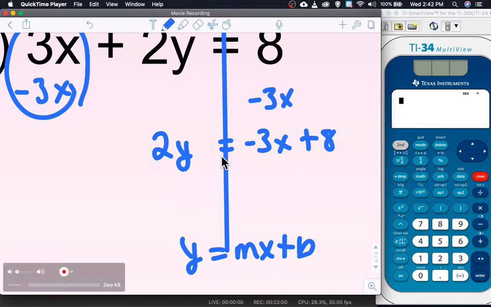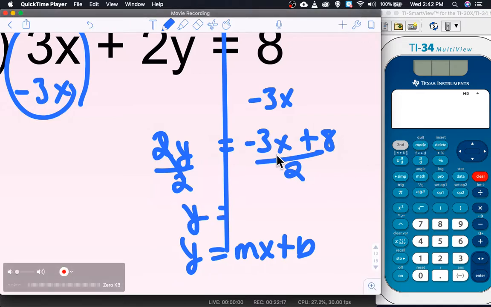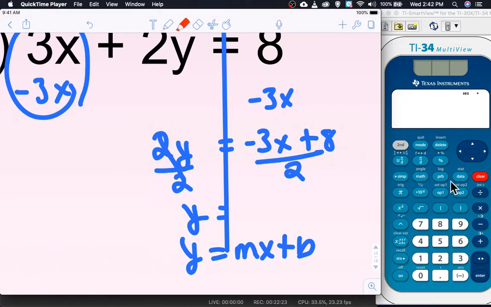Now the only thing different between this equation and this equation is that the y variable is by itself. So I need to get rid of this times by 2, so I'm going to divide by 2 on both sides. And we get y equals, when you divide by 2, you're taking everything on the top and dividing by 2. So we're going to take negative 3 divided by 2, and we're going to take 8 divided by 2.